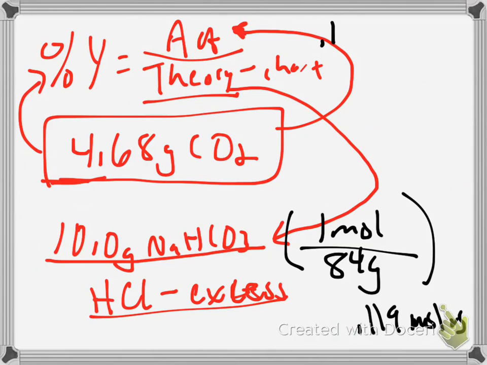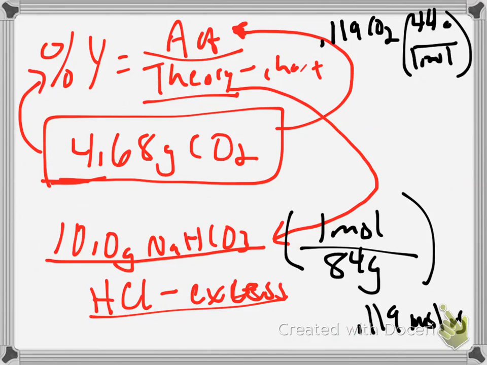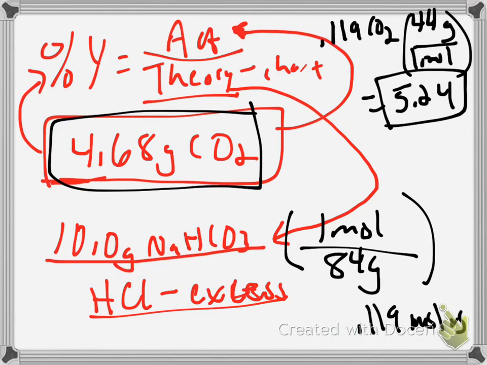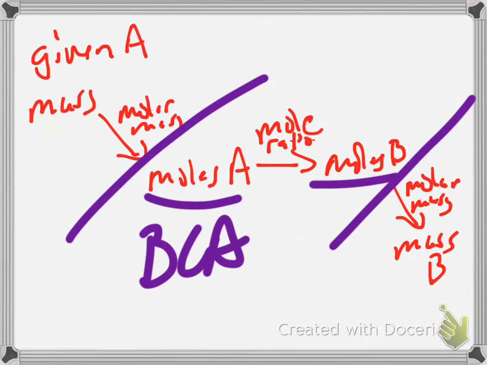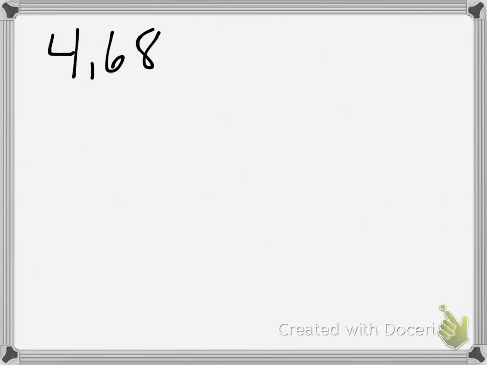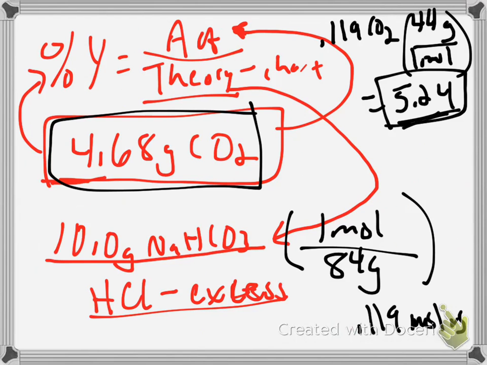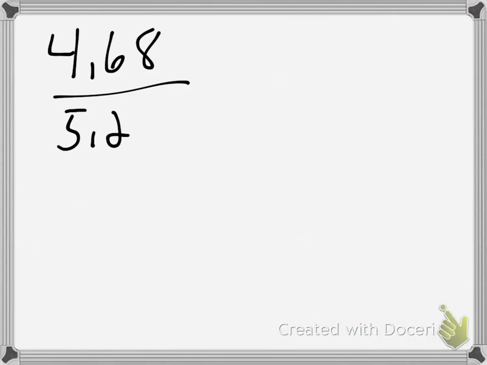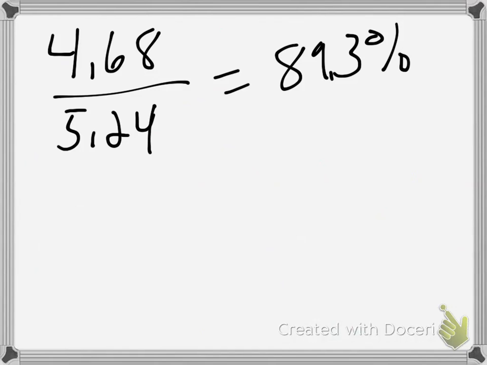So 0.119 of CO2 in terms of moles, 1 mole goes on bottom, and the weight of carbon dioxide is 44 grams. So this gives me a theoretical value of 5.24. So now I want to take this value, put it into my percentage yield. This is kind of getting messy at this point, but we have 4.68 over 5.24. Okay, and that gives us roughly 89.3% yield.